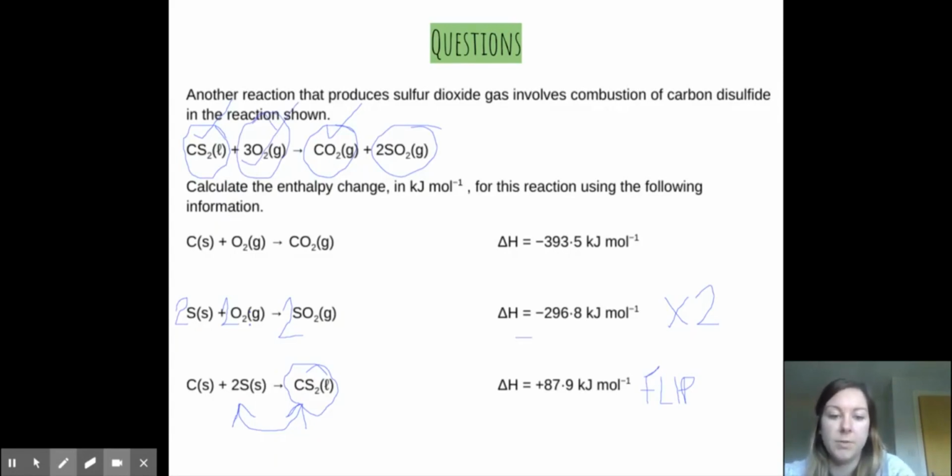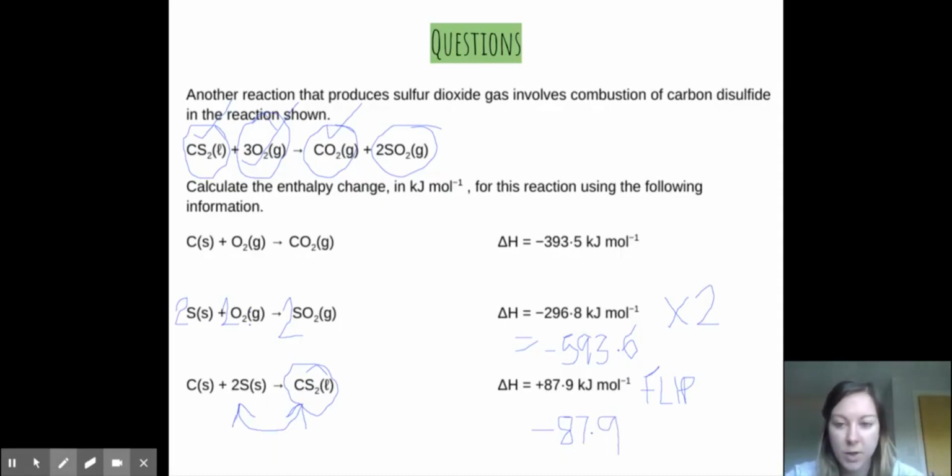So let's just multiply 296.8 by 2. We get negative 593.6. So that's going to be our new value. Our flipped equation is now going to be negative because it used to be positive. So we've got 87.9 kilojoules per mole.